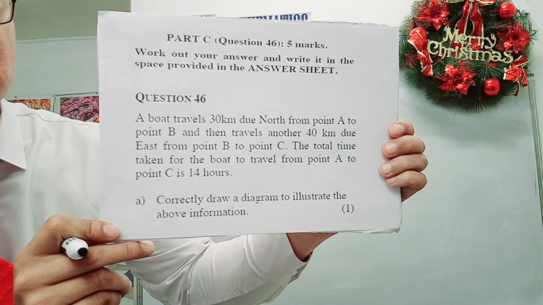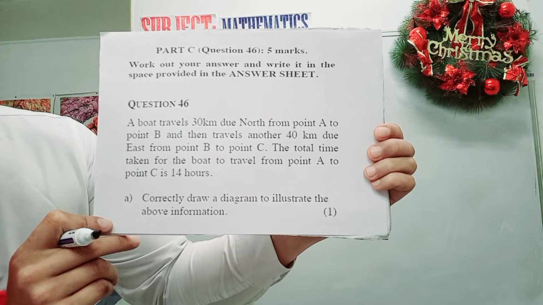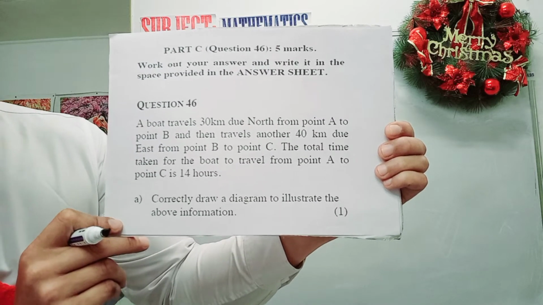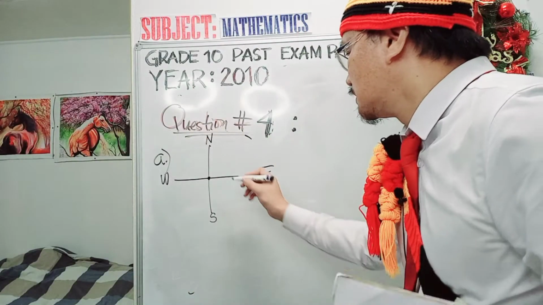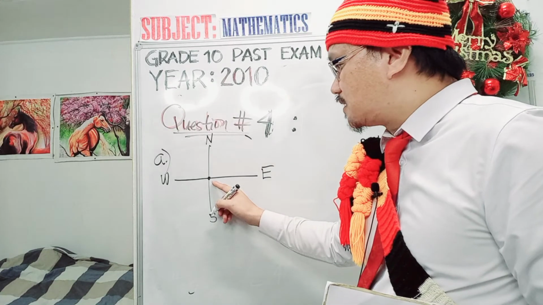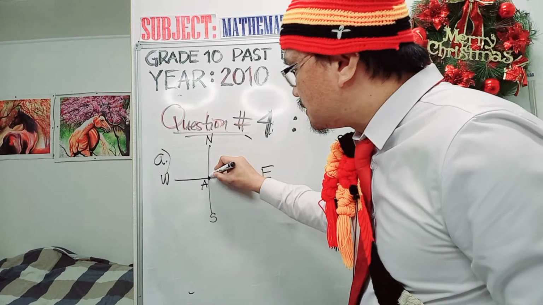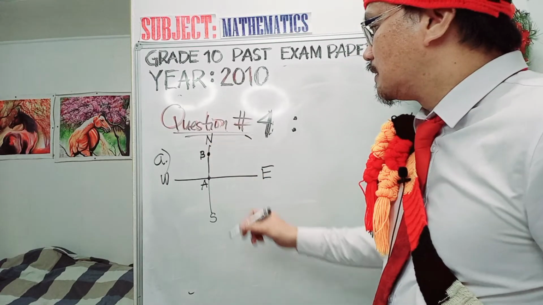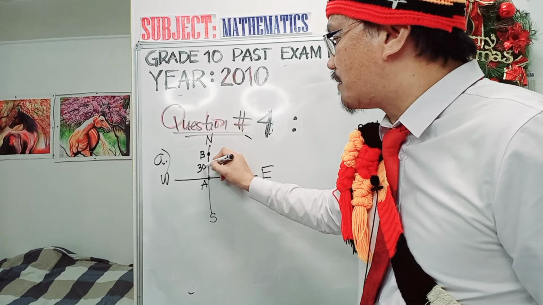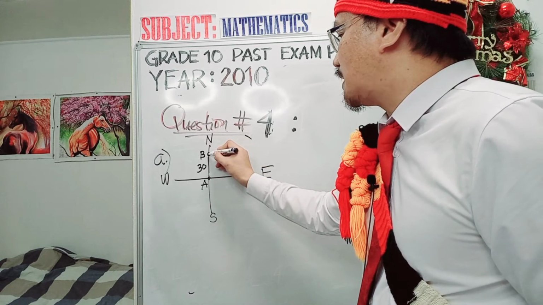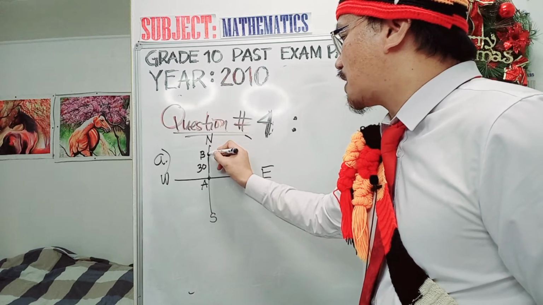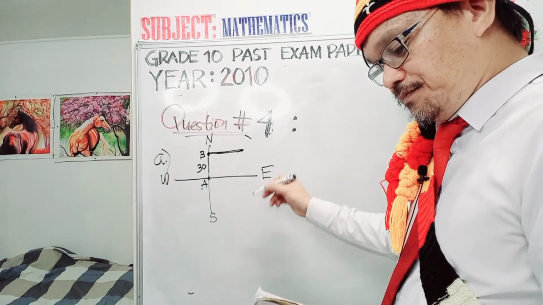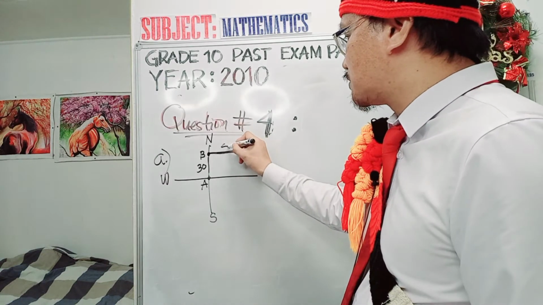A boat travels 30 kilometers due north from point A to point B, and then travels another 40 kilometers due east from point B to point C. So you must always start at the point of origin. This is our point A. The boat travels north, so let's say this is point B, and this distance here is 30 kilometers. Then from point B, it travels due east, and the distance traveled here is 40 kilometers.